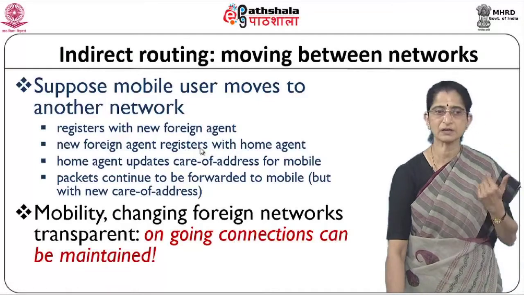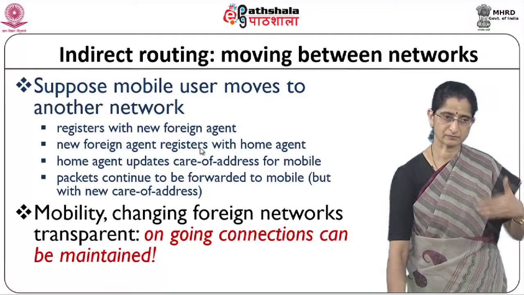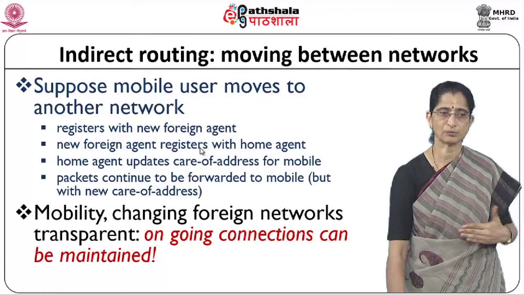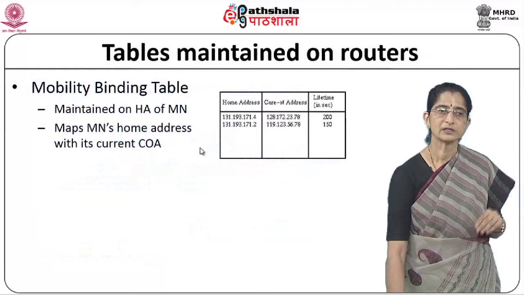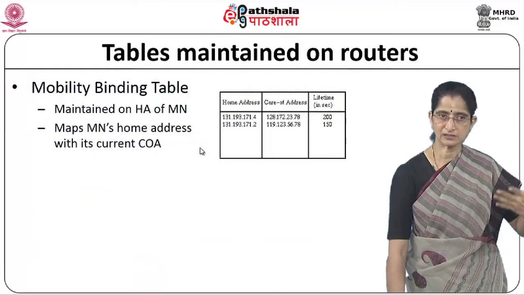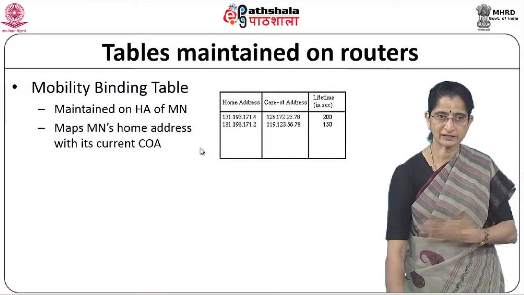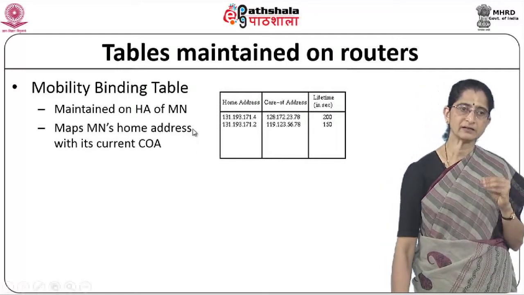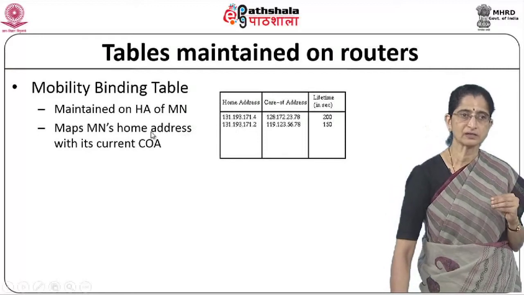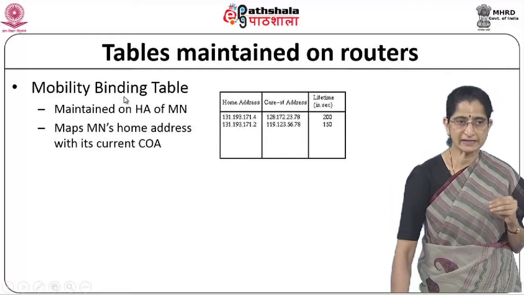Since it is doing that, it becomes easy to take care of this mobility in a very transparent manner. Okay. So, now in this process there is obviously some information that needs to be maintained at the routers. So, at the HA, we have something called a mobility binding table that will be maintained.